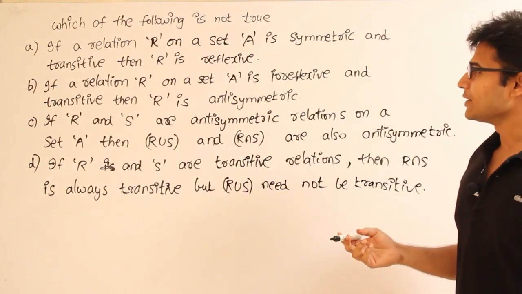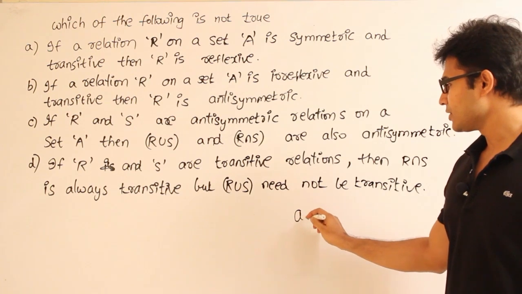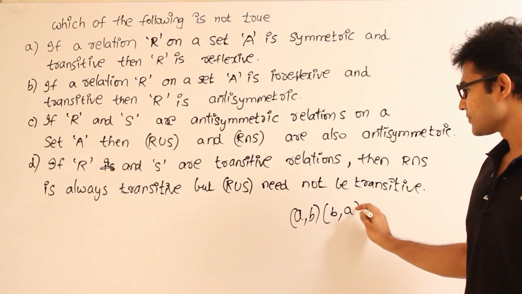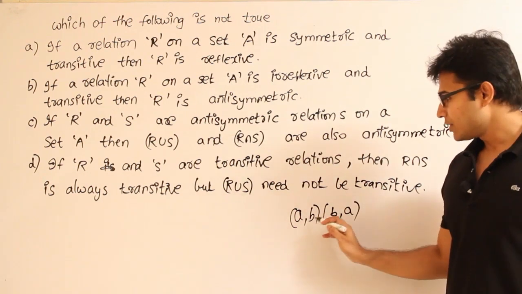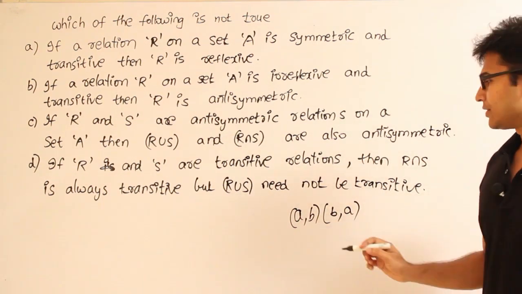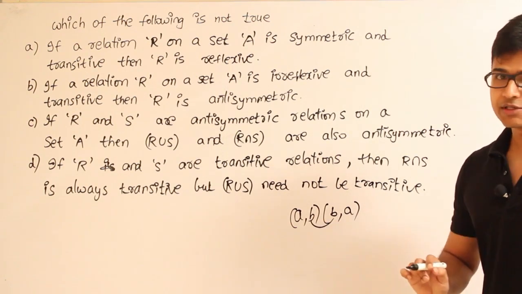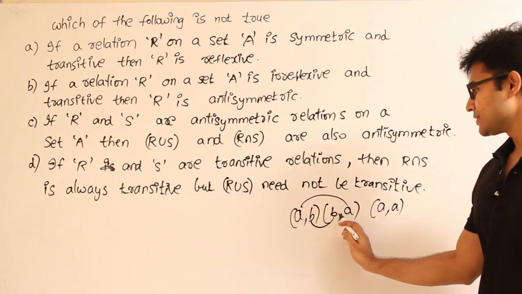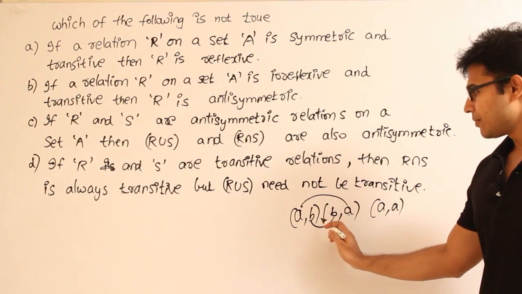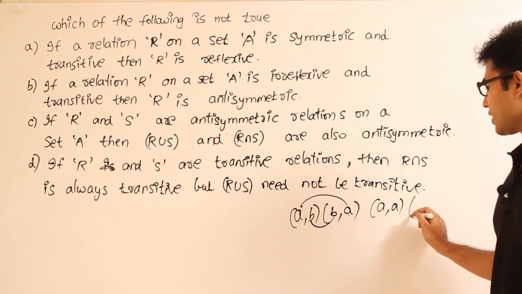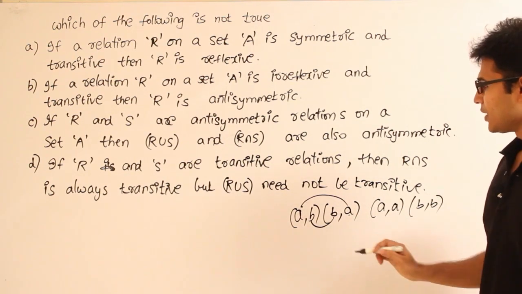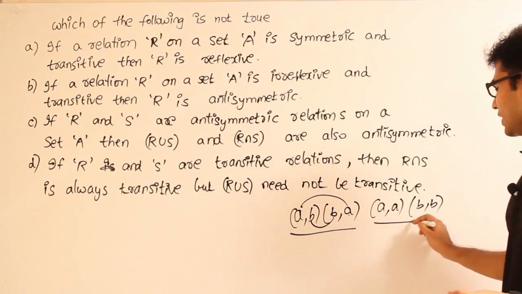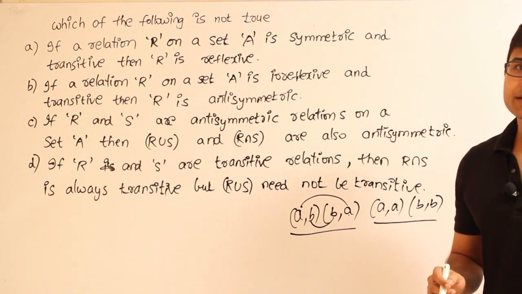So what people think is, since it is symmetric, then it means that if A comma B is there, then B comma A should be there. And now they are saying that after it is symmetric, it is transitive as well. Transitive means since A comma B and B comma A are present, then A comma A has to be present. And similarly, B comma B has to be present. Therefore, if it is going to be symmetric and transitive, it is going to be reflexive. That is what people generally think, isn't it?